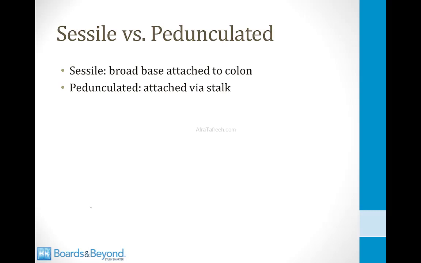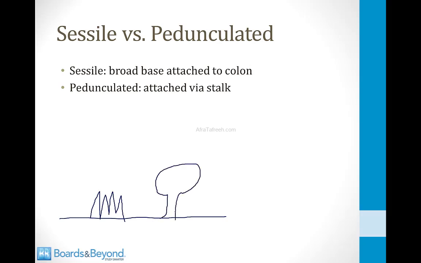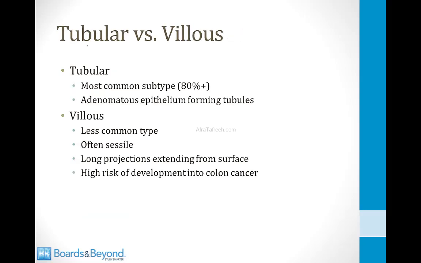To understand the difference between a sessile and a pedunculated polyp, imagine that we have the wall of the colon here. A sessile polyp has a broad base with extensions out into the lumen of the colon. A pedunculated polyp, on the other hand, has a stalk attached to a little ball at the end, and the ball contains the dysplastic polyp tissue. The more important distinction has to do with the appearance of the polyp under the microscope. There are two types of histology seen in colon polyps. The first is called tubular and the second is called villus.